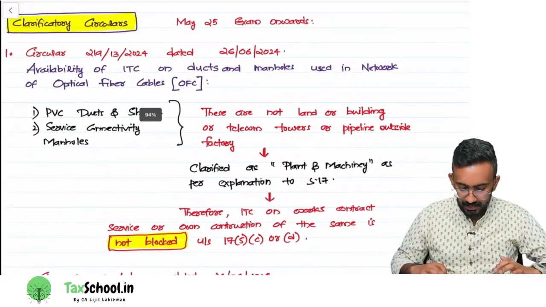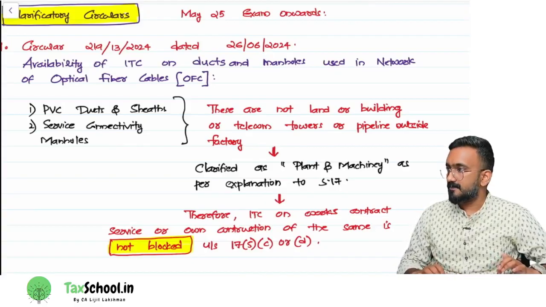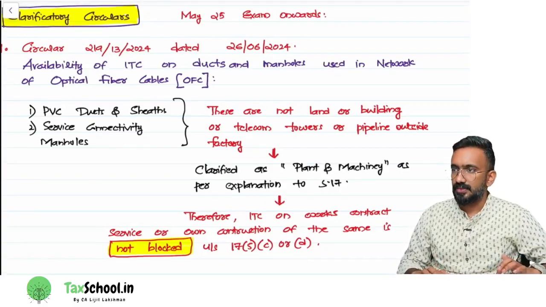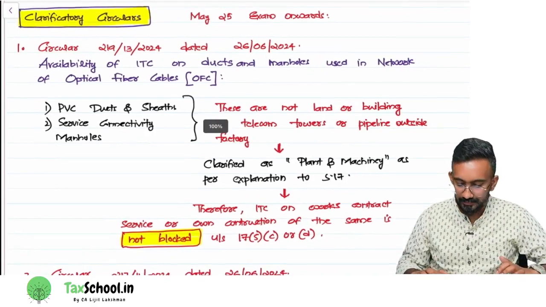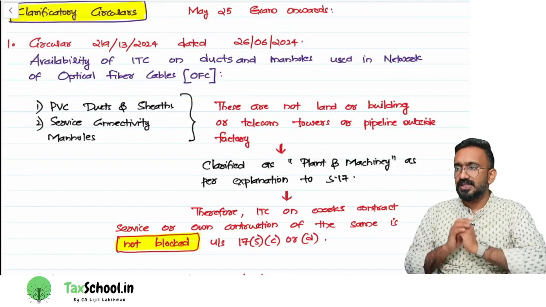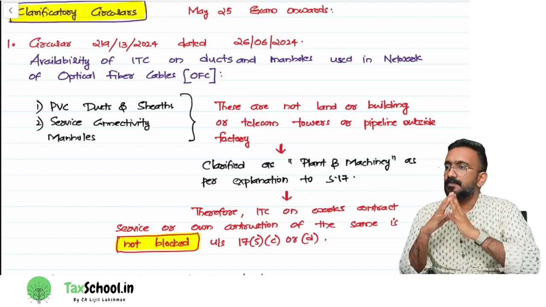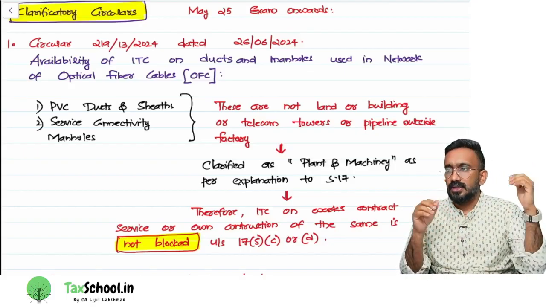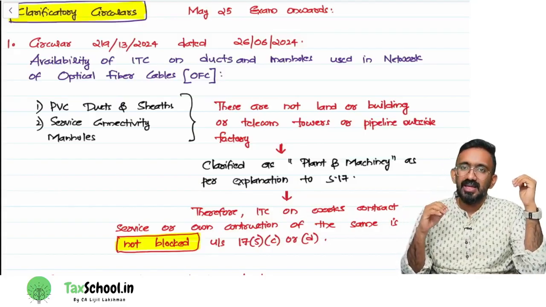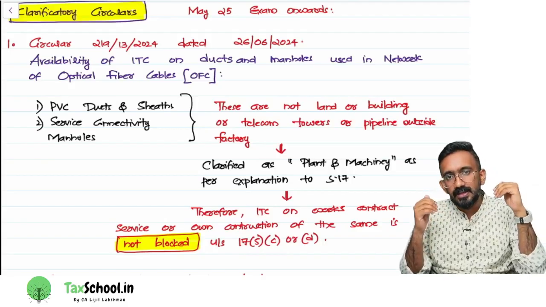If you guys want, you can take a photo and keep it, right? I'll tell you what it is. There was a clarification on optical fiber companies, OFC. Now, you know that in the definition of plant and machinery, they have excluded telecommunication towers. So automatically there is a confusion.